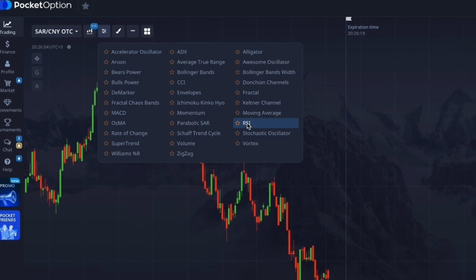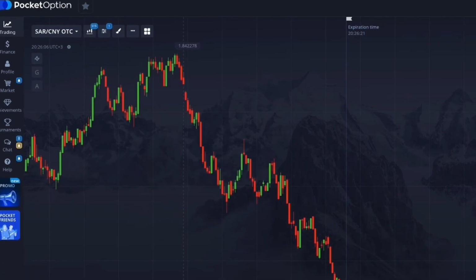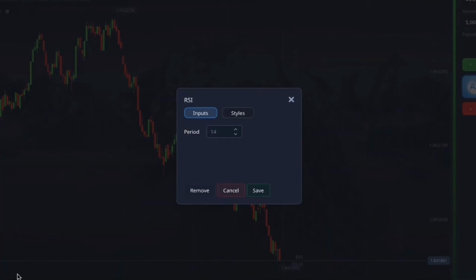The indicator we need is the RSI indicator. Now let's set up the RSI indicator. There's nothing that needs to be changed here. Now let's go to this tab. Here, instead of 70, set it to 75, and here, instead of 30, set it to 25.